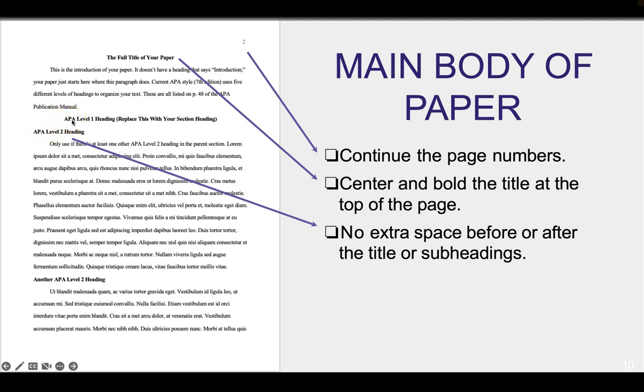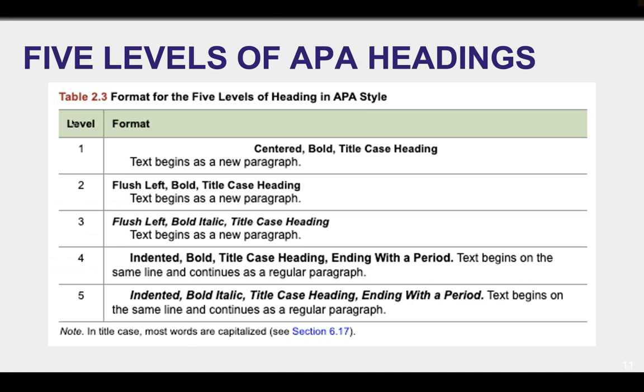Now, there is a handy-dandy chart that we have reproduced here that shows the different formatting for not only the heading but also the paragraph that goes after it. You'll see that we start with an APA Level 1 heading, which is centered, bold, and in title case. And then after that, you have just a standard paragraph where the first line is indented half an inch.